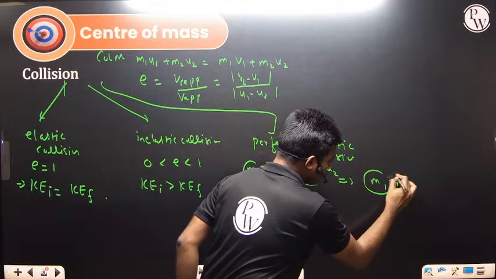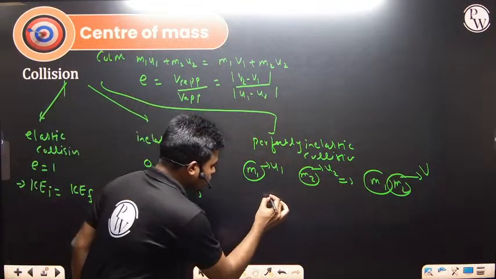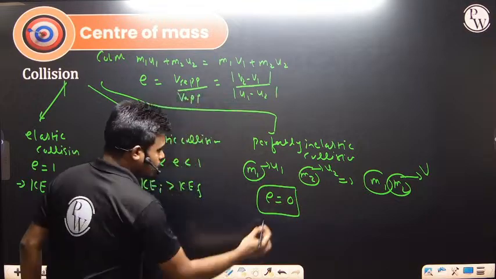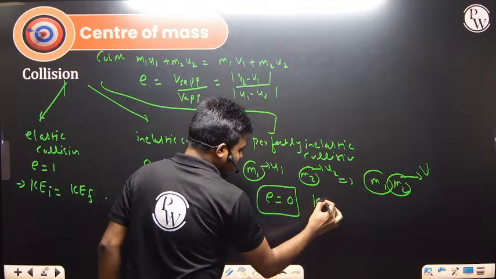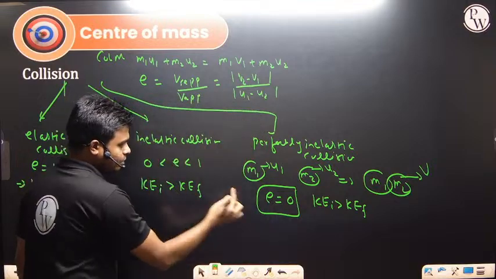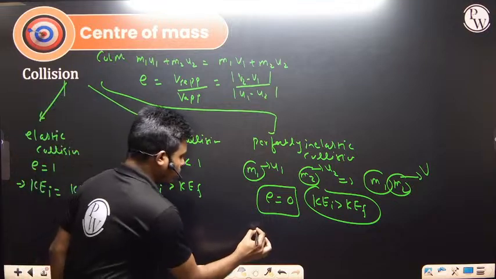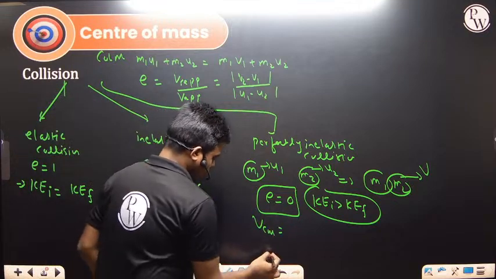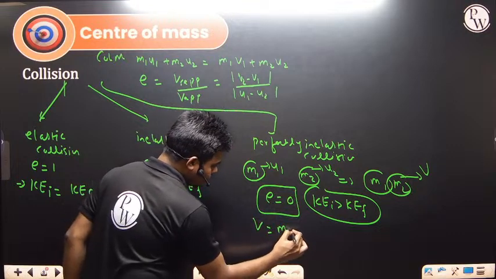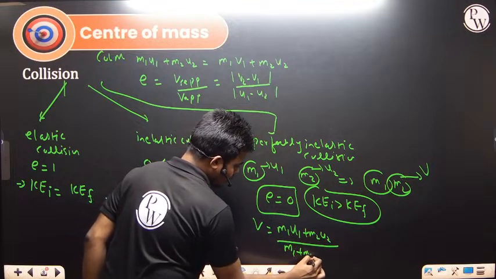That is, m1 and m2 will be moving together with a common velocity. That common velocity we define. So here the coefficient of restitution will be 0, because there is no separation. Separation is 0. In this case, kinetic energy initial is greater than kinetic energy final, so e equals 0 and there is loss of energy. The common velocity, or final velocity, we write as V equals (m1 u1 plus m2 u2) divided by (m1 plus m2).